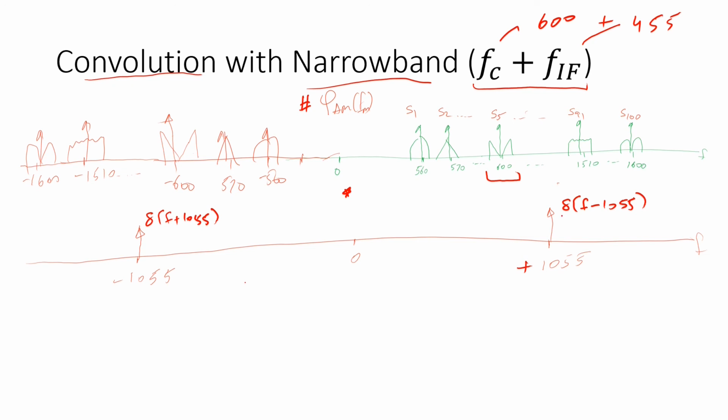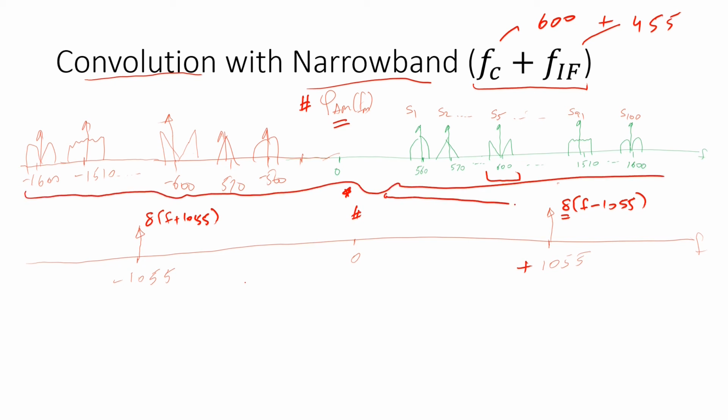Now the property of the delta function states that if we are convolving this with this, all of this would basically move to this delta function, and it would also move to this other delta function. Let us visualize that translation.